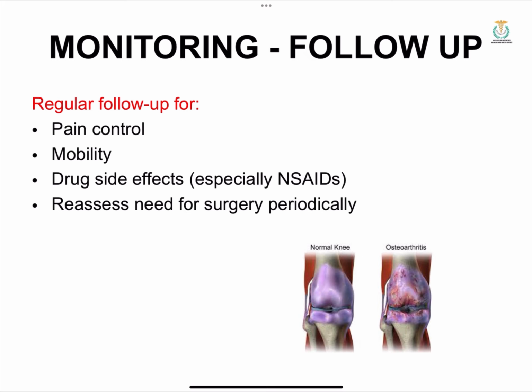So reevaluate the medications you have given. Track the progression and plan for surgery. Even after you have started treating the patient on the OPD level, keep track of the progression. If it is severe, then plan for a surgery. And monitor the joint function and increase physical activity.